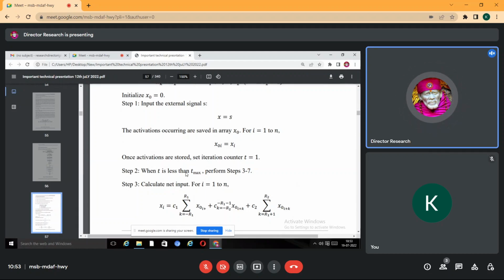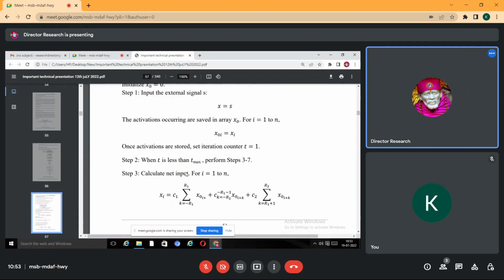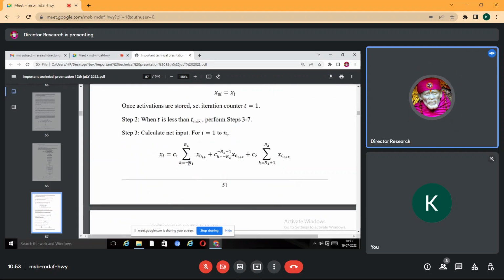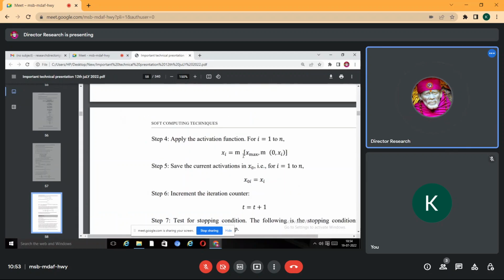Calculate the net input for i is equal to 1 to n. xi is equal to C1, sigma k is equal to R1 to R1, xi plus sigma Ck is equal to R2, and next sigma C2 is sigma k is equal to R1 plus R2. Like this, you can calculate the net input.